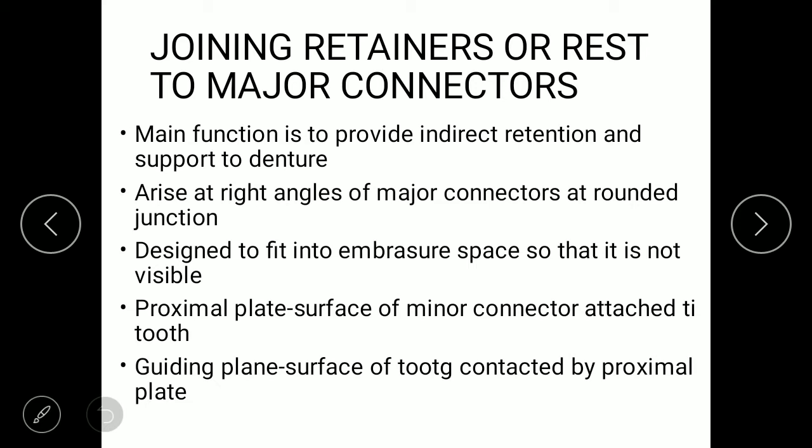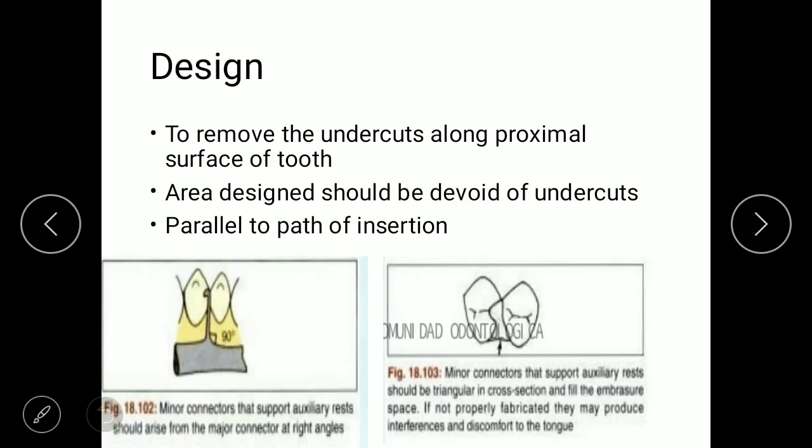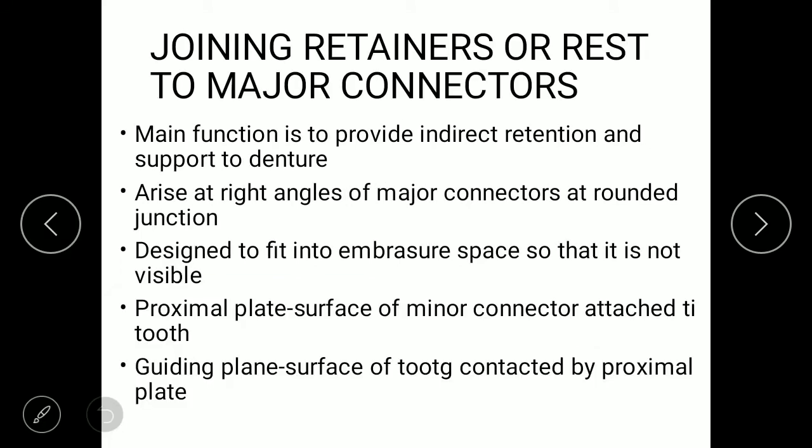The next one is minor connector joining the retainers or auxiliary rest to the major connector. Their function is providing indirect retention and support to the denture. They arise at right angles from the major connector to the rounded junction. It is mainly designed to fit into the embrasure surface so that it is not visible while seeing on the outer surface.